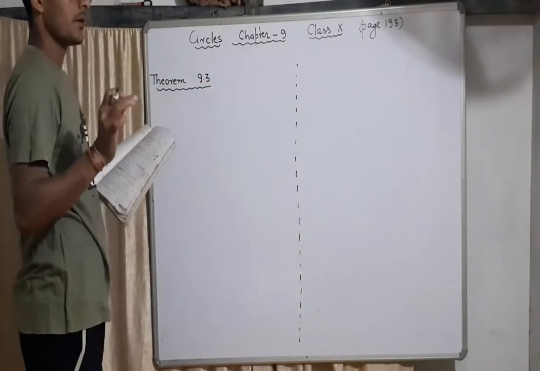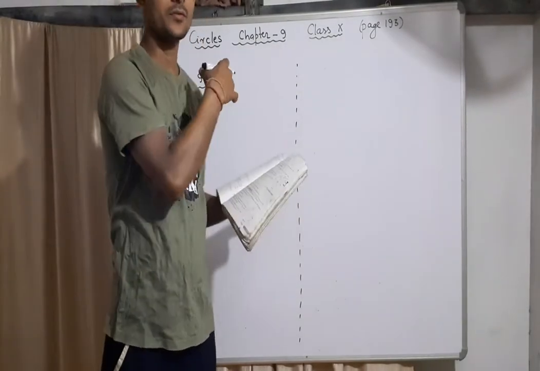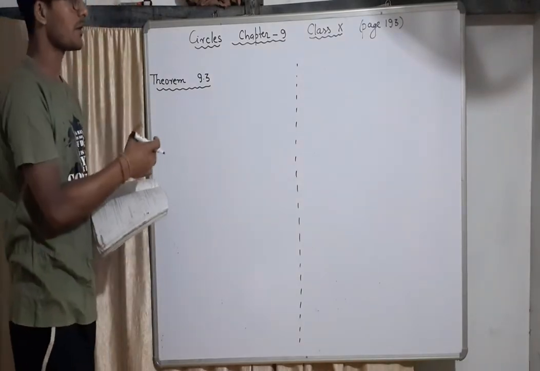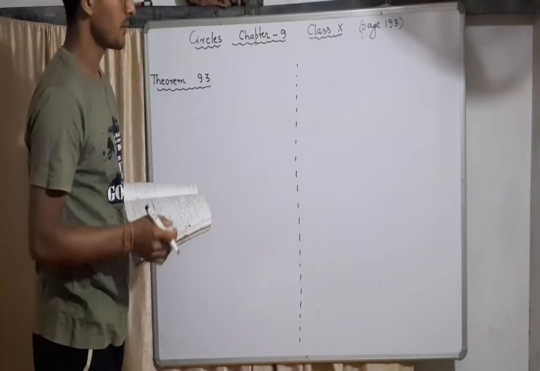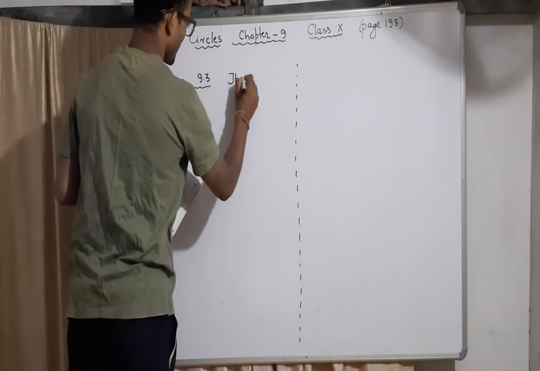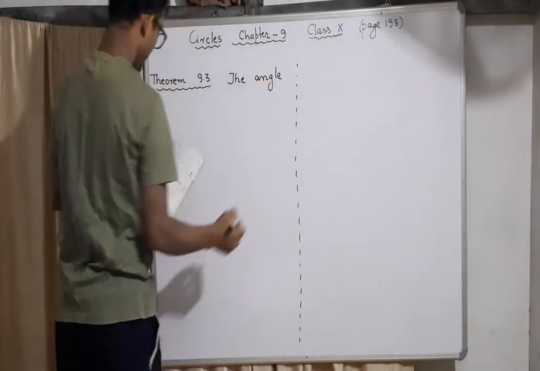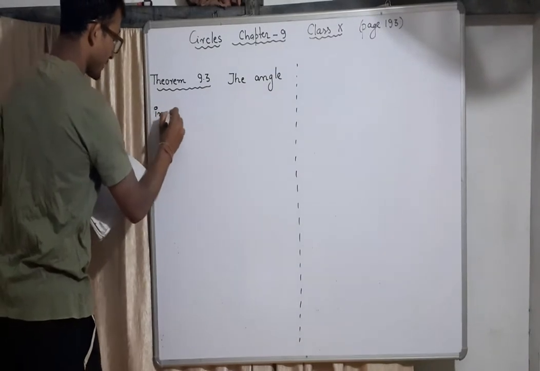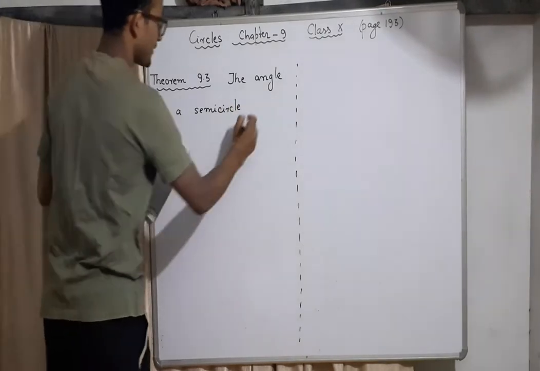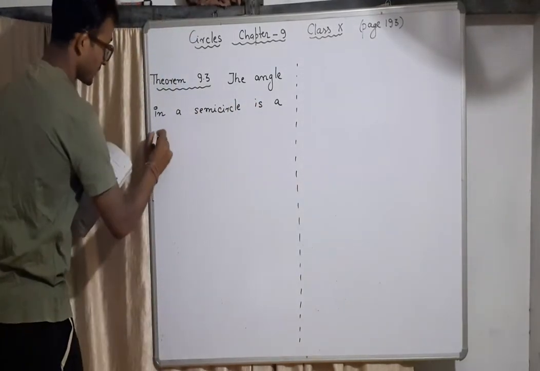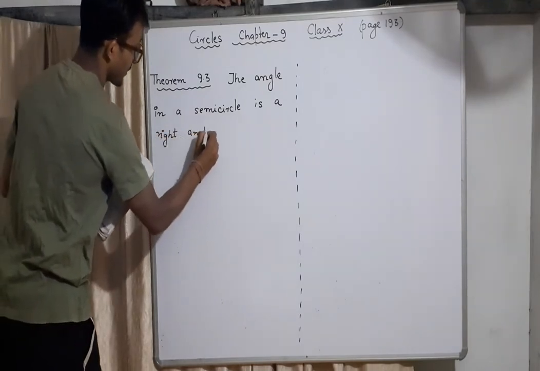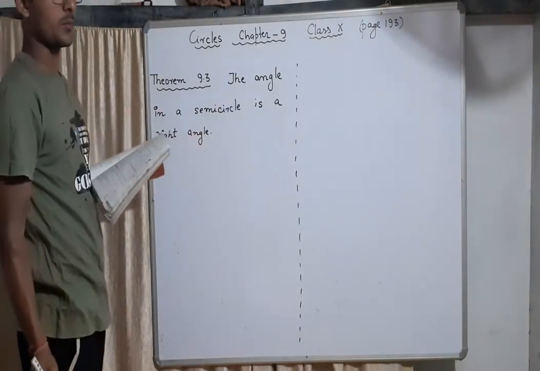Theorem 9.3. How to write? First you will write it, the things that I'm writing here, and sometimes I'll do some rough work also that you need not write. Of course, after some time I'll tell you what to write and what not. The angle in a semicircle is a right angle. Right angle. So this is very simple compared to 9.2.